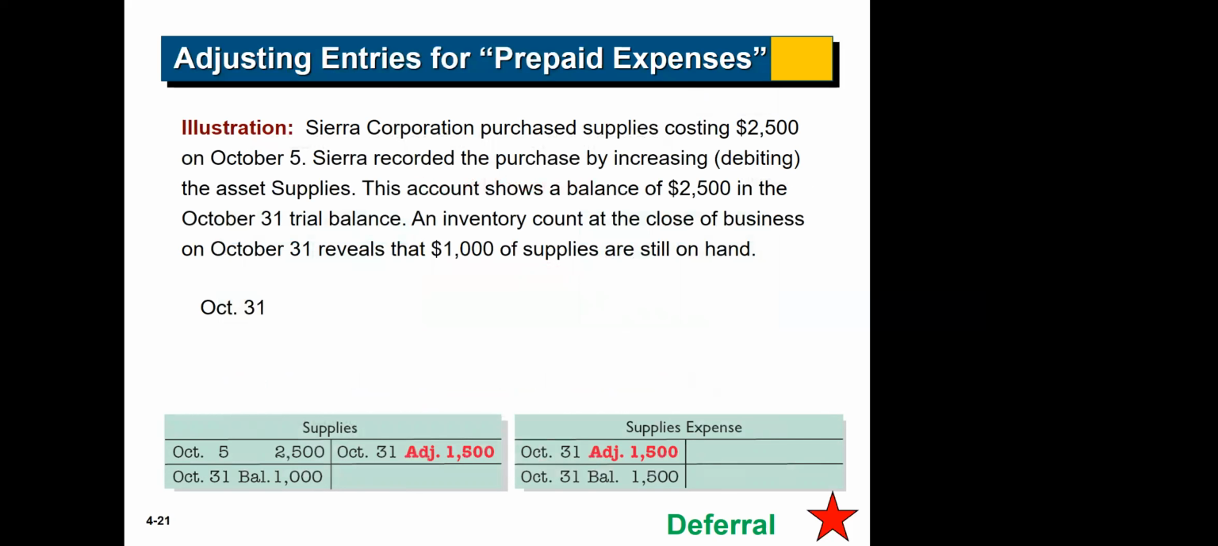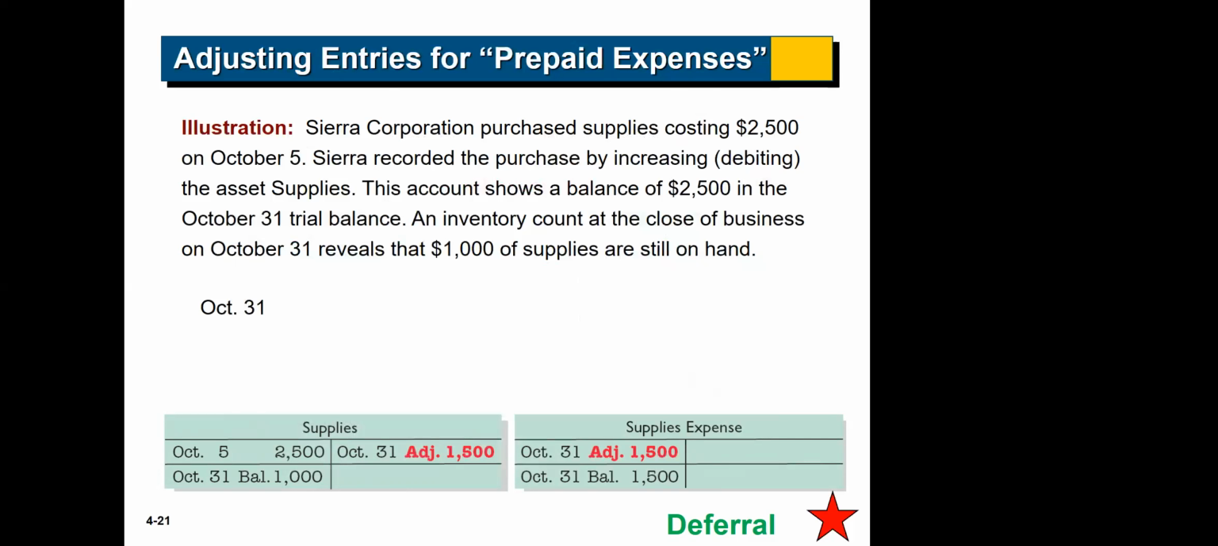All right, here is an example. Sierra Corporation purchased supplies costing $2,500 on October 5th. Sierra recorded the purchase by increasing or debiting the asset supplies. The account shows a balance of $2,500 in the October 31st trial balance. An inventory count at the close of business on October 31st reveals that $1,000 of supplies are still on hand. You want to make a note of this. Whenever you get a problem that has to do with supplies, the number that you are looking for is how much you've used.